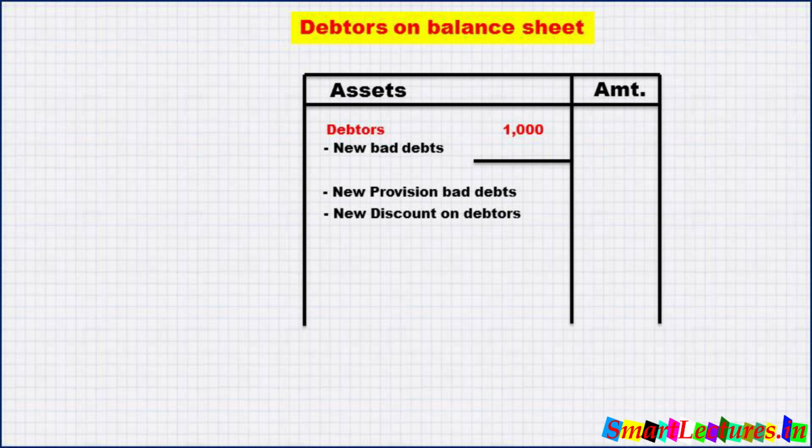So debtors 1000 minus new bad debts 100. New bad debts means the bad debts taken from the adjustments. So 1000 minus 100, that will be 900, minus new provision for bad debts.